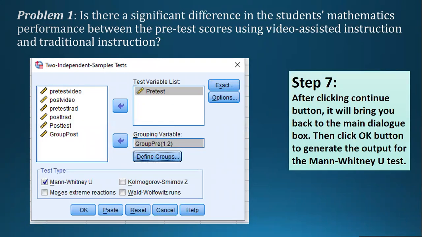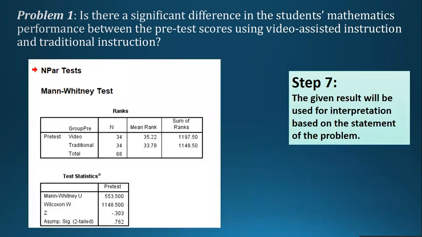Step number 7, after clicking the Continue button, it will bring you back to the main dialog box. Then click the OK button to generate the output for the Mann-Whitney U test. And lastly, step number 8, the given result will be used for interpretation based on the statement of the problem.